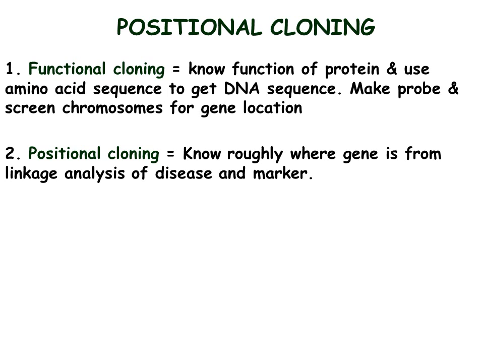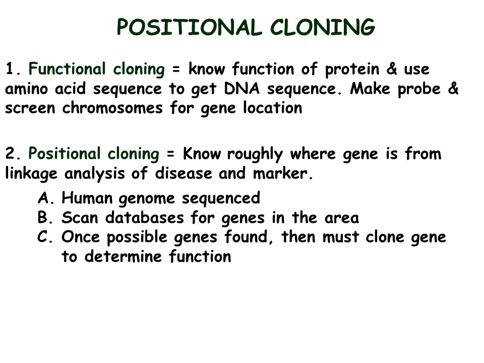In positional cloning, you already roughly know where the gene is from linkage analysis, and then you try to find it or specifically identify it. Now that we have the whole human genome sequence, we can do this. We can scan databases for genes in the area, and once possible genes are found, then we clone them and determine their function and see if they really are the disease gene.